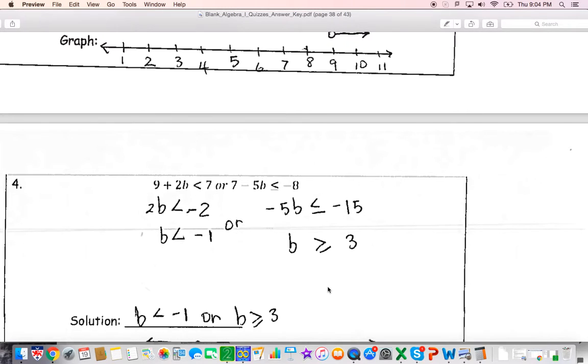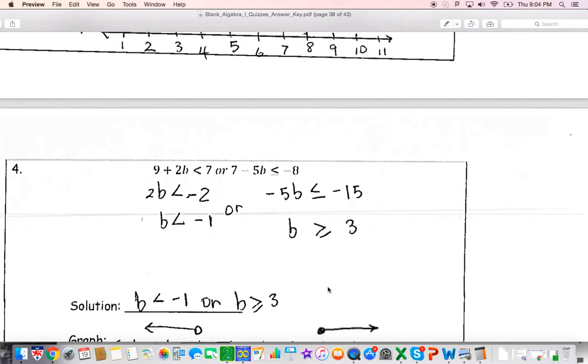All right, so now it gets a little bit more interesting with my or here. So here we have two inequalities. I want you to treat this like two inequalities. So we have 9 plus 2b is less than 7, or 7 minus 5b is less than or equal to negative 8. So let's solve this part first, the part on the left. We're isolating the b, so we go ahead, we subtract 9 from both sides, and we divide both sides by 2, and we get that b is less than negative 1. Or, and since it was an or inequality, it still remains an or inequality, so it's either this or that.